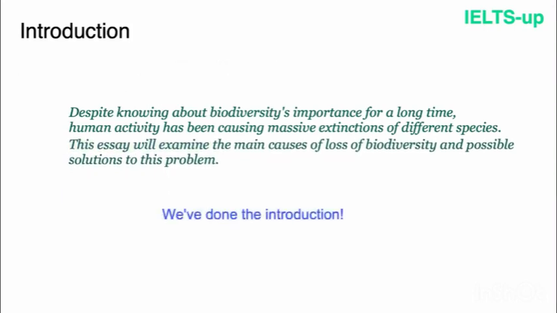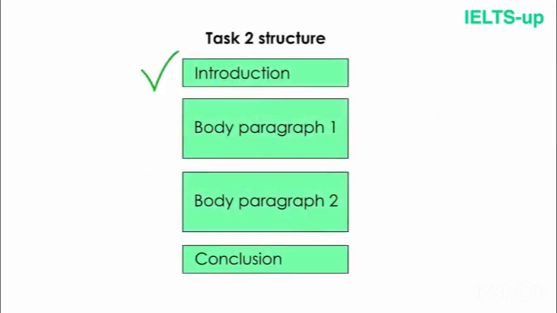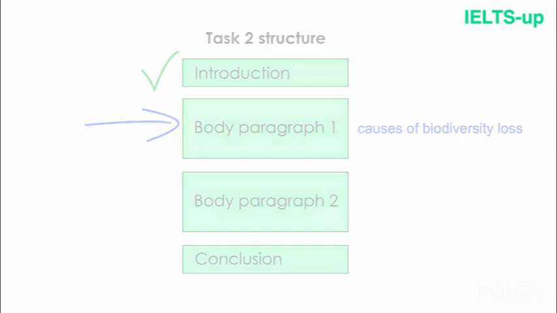Perfect! We've done the introduction. Our introduction is clear and brief, and that's what we want in an IELTS essay. After the introduction, we start writing the body paragraphs. The first body paragraph discusses the possible causes of biodiversity loss.